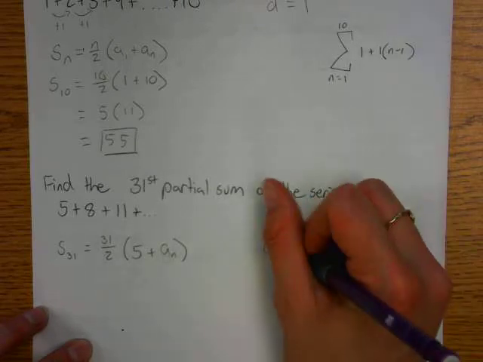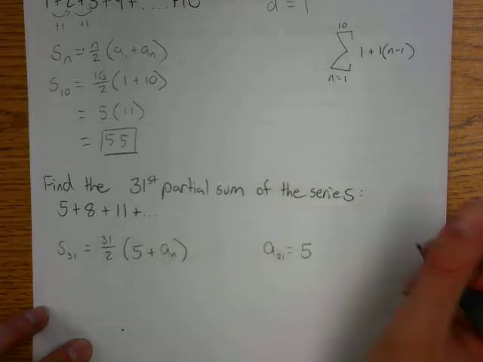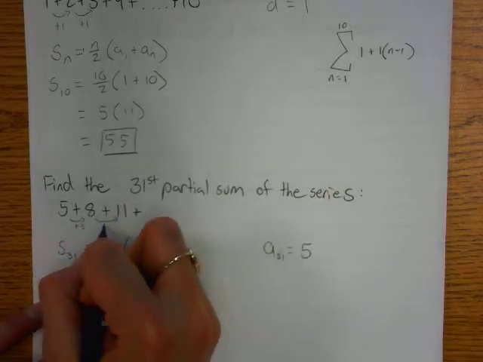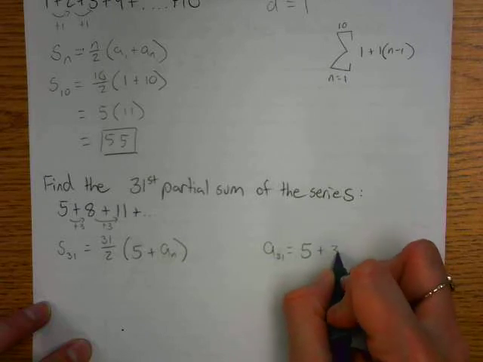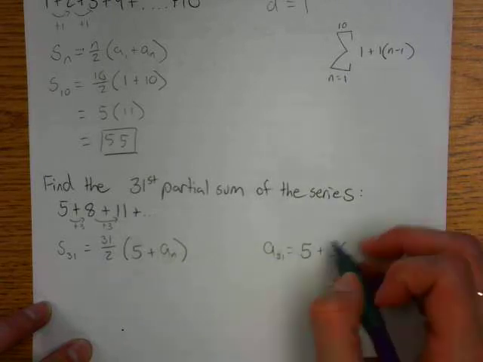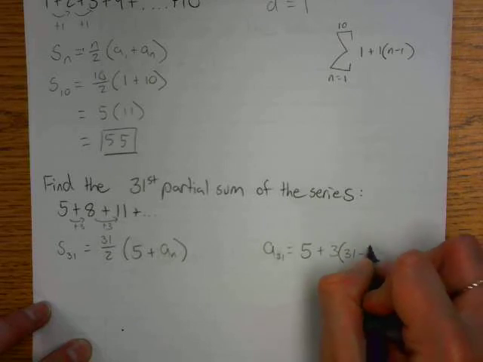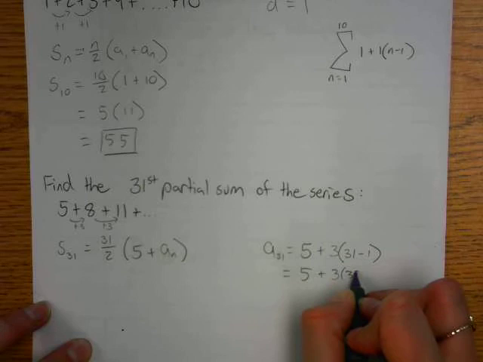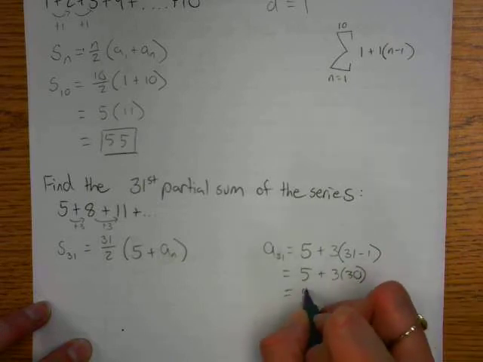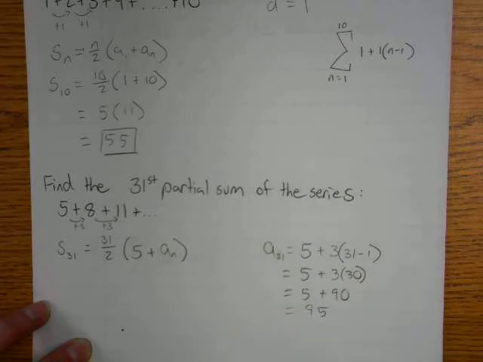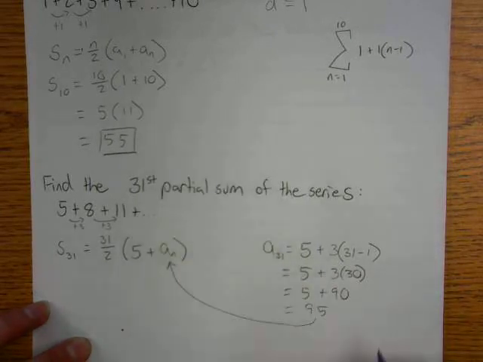So I'd take the first term, 5, plus my common difference. Let's see what that would be. That would be 3. So plus 3 times n minus 1, which since we said we're on the 31st, we do 31 minus 1. So I end up with 5 plus 3 times 30, or 5 plus 90, or 95 as my last term. And let's go plug that in here.